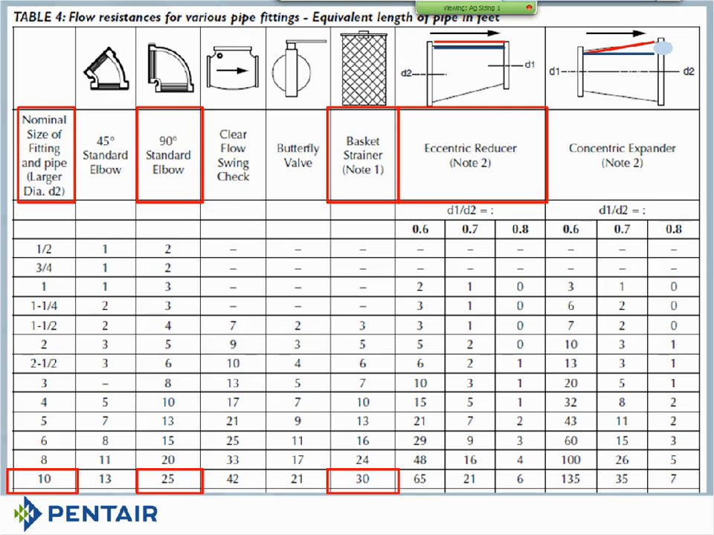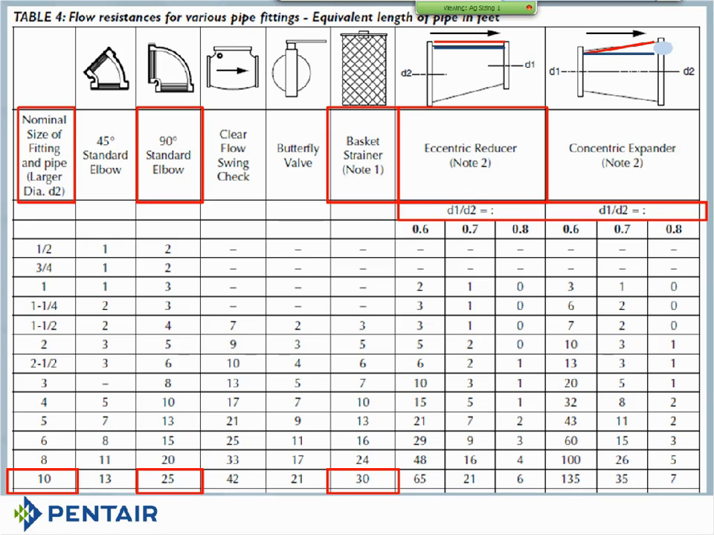So this is why on the suction side, you always want to use an eccentric. On the discharge, you can use either one, but on the suction side, it is imperative that we use eccentric reducers. Now, the other thing to notice is there's a formula, and the formula is the same for both of them, whether it's concentric or eccentric.